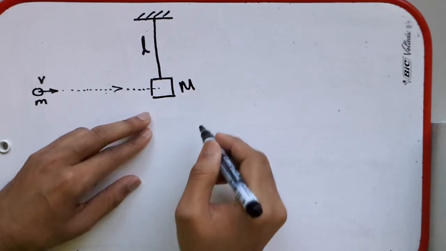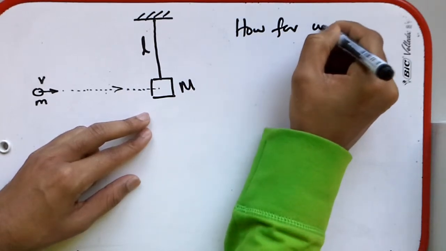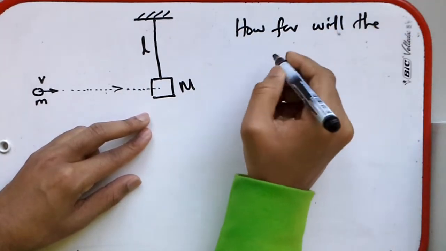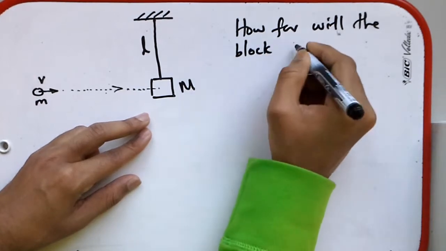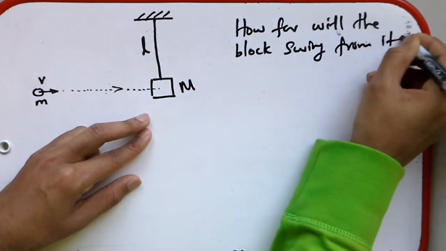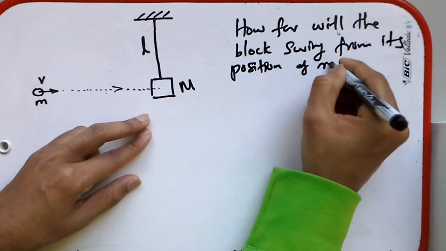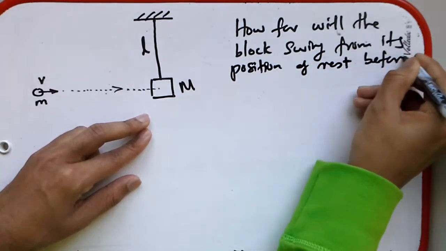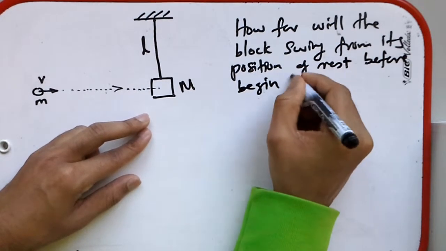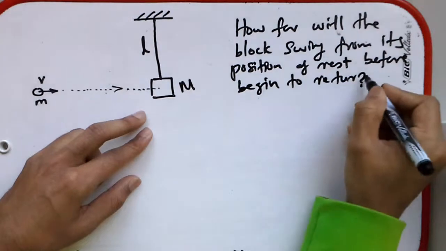So the question is, how far will the block swing from its position of rest before it begins to return? So you understood the problem, right?